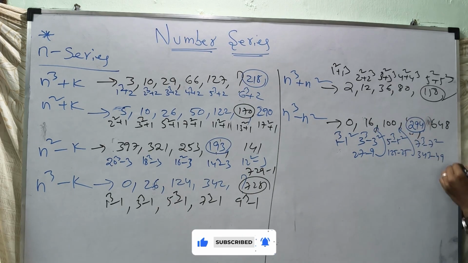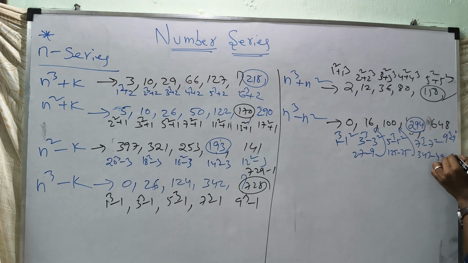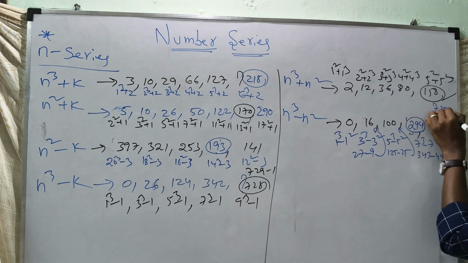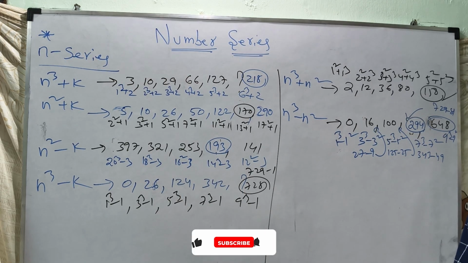294. Correct? This one is what? Again 9 cube minus 9 square. 9 cube is what? 729. 729 minus what? 81, it gives 648. So your answer is what? 294. So see here, this is a very important model for you. So you have to practice in this way, then you will get an idea while solving the questions.